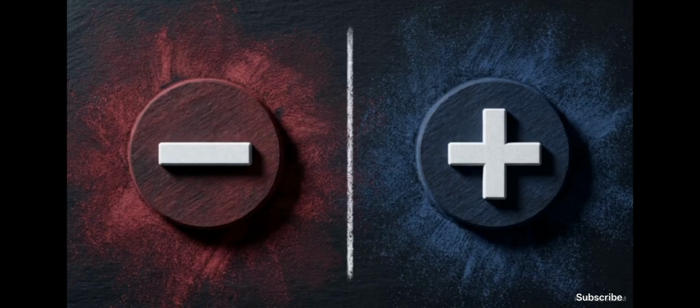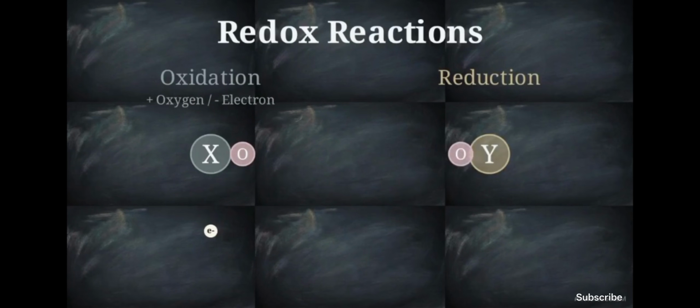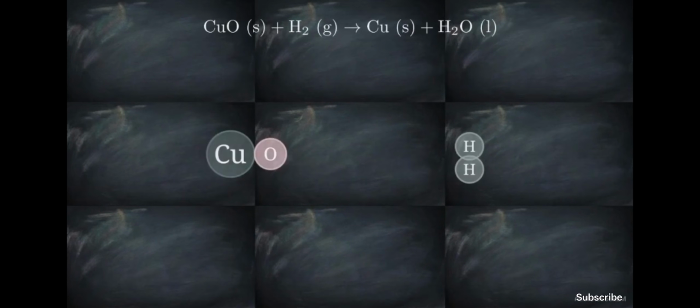Many of these architectures are actually governed by a single overarching process: oxidation-reduction, or redox reactions. Oxidation is defined as the gain of oxygen atoms, or more fundamentally, the loss of electrons during a reaction. Reduction is the reciprocal inverse, the loss of oxygen or the gain of electrons. Redox reactions function through a simultaneous transfer. In this interaction between copper oxide and hydrogen, for every oxygen atom that leaves the copper, it is immediately gained by the hydrogen. Electrons and atoms are never lost, they are simply moved.